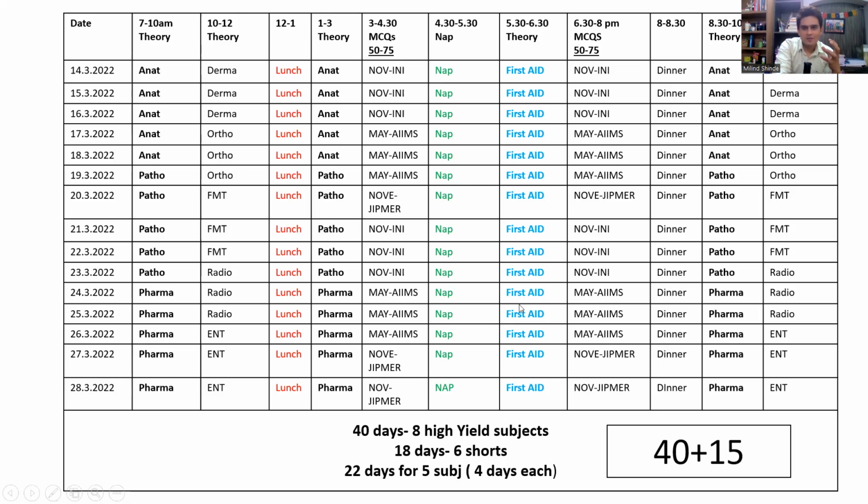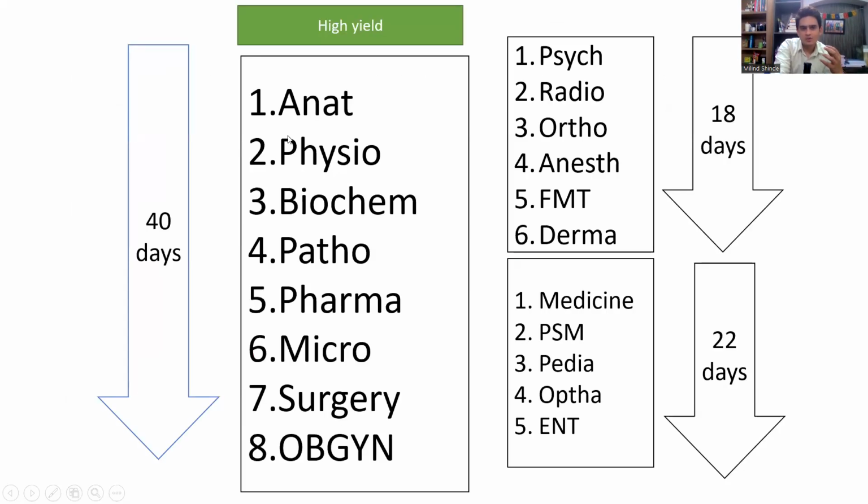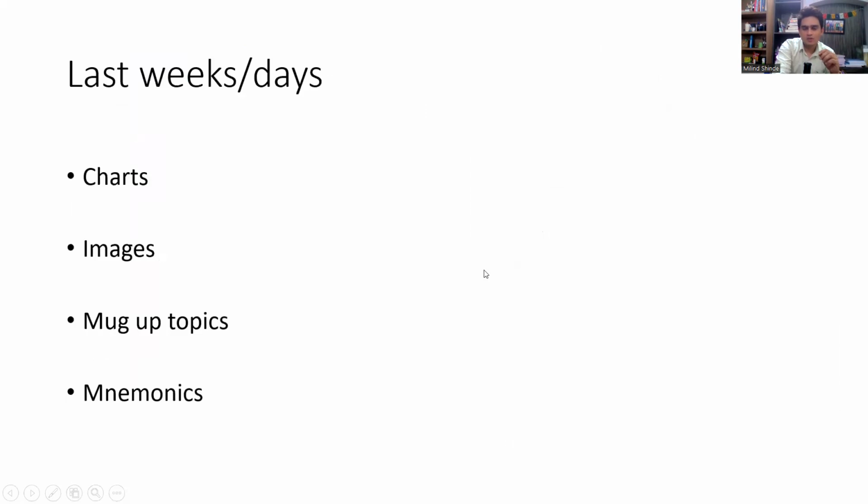So by making such a schedule, you can make a schedule for 40 days, as I say, shown here. You can give your 8 subjects in line for 40 days, and simultaneously you finish your short subjects in 18 days, and then for the remaining 22 days you read high yield topics from these 5 subjects. Okay. So what should be your idea for the last week, like the last days? Save them for charts, images, mug-up topics, and mnemonics.